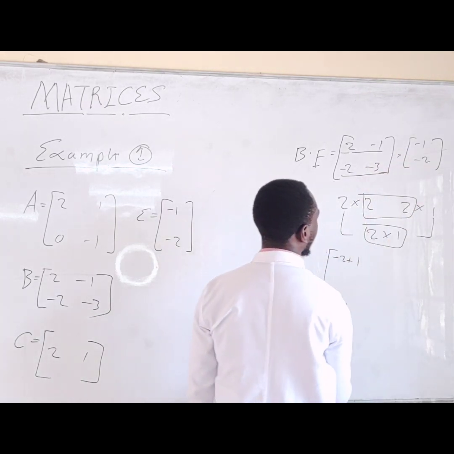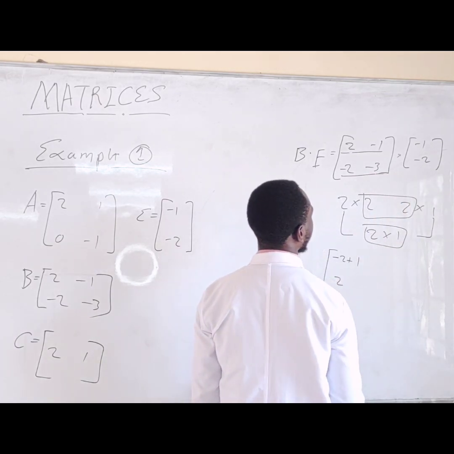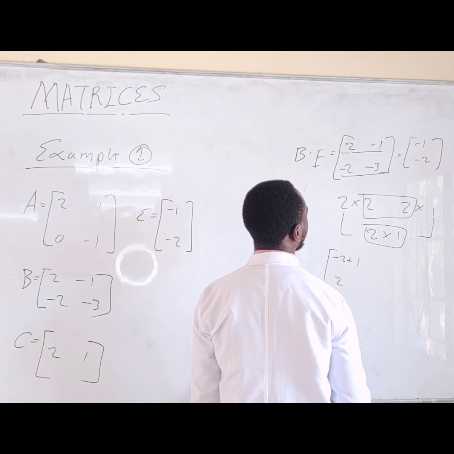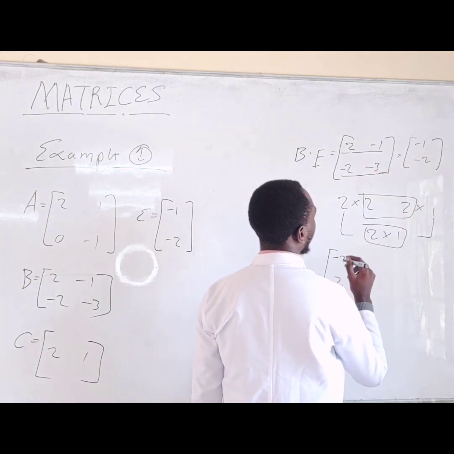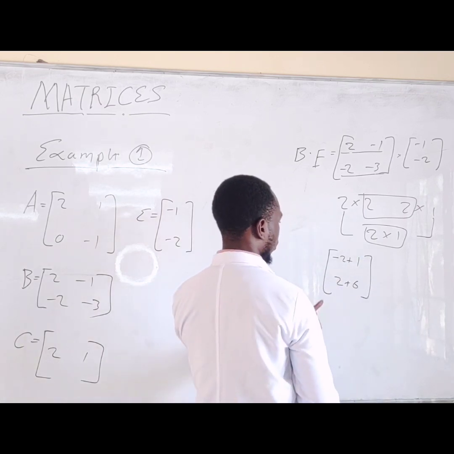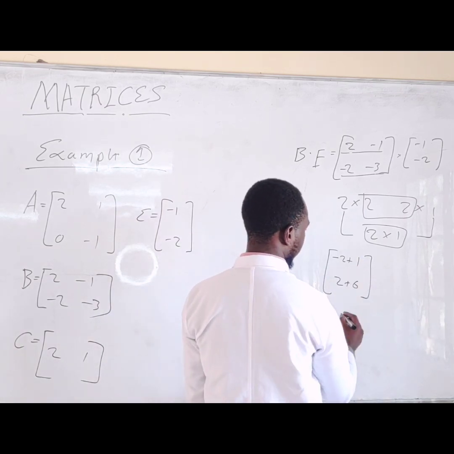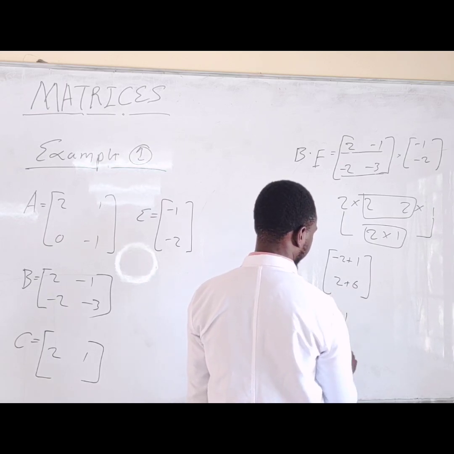This one and this one, you are going to get what? You are going to get positive 2. This by this one, you are going to get what? This by this one, positive 2. This by this one, you are going to get positive 6. That's 6. You are going to get something like this. When you have something like this, you are going to say this one is negative what? Negative 1. This one you are going to have what? You are going to have an 8.